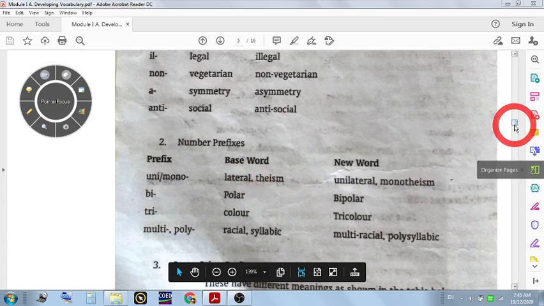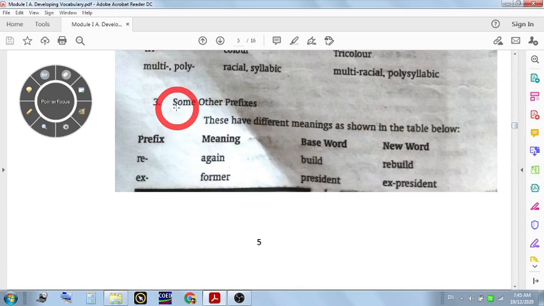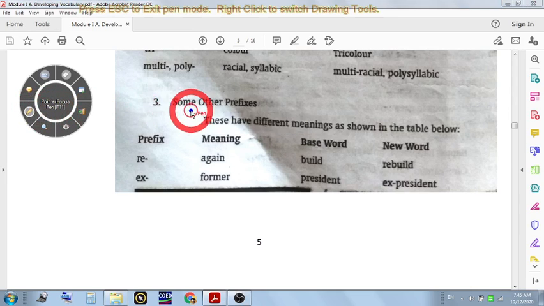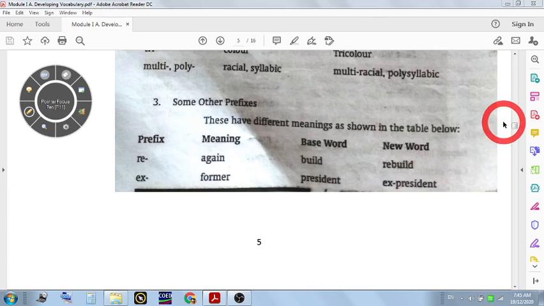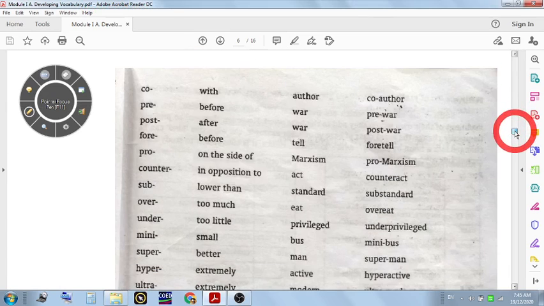There is also another category of prefixes. They are grouped together as some other prefixes. For example, the prefixes re and ex. Re means again, ex means former. For example, build is the base word, the new word is rebuild. The president, ex-president. So with the help of prefixes, you can create new words.